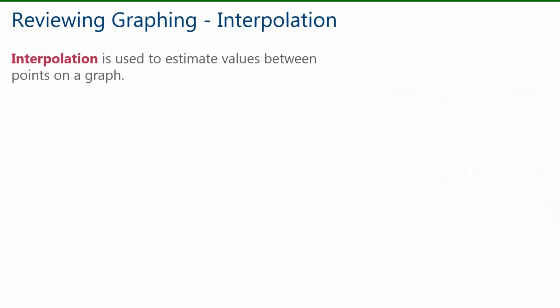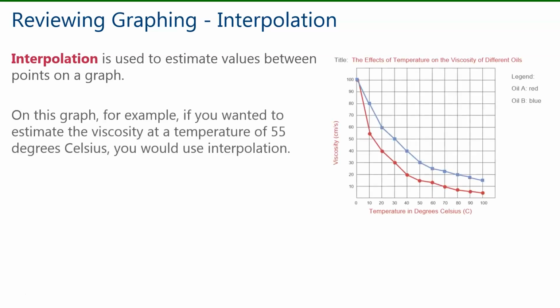Interpolation is used to estimate values between points on a graph. On this graph, for example, if you wanted to estimate the viscosity at a temperature of 55 degrees Celsius, you would use interpolation. So 55 degrees Celsius is not a data point. That's why we have to use interpolation to determine the viscosity at that point.